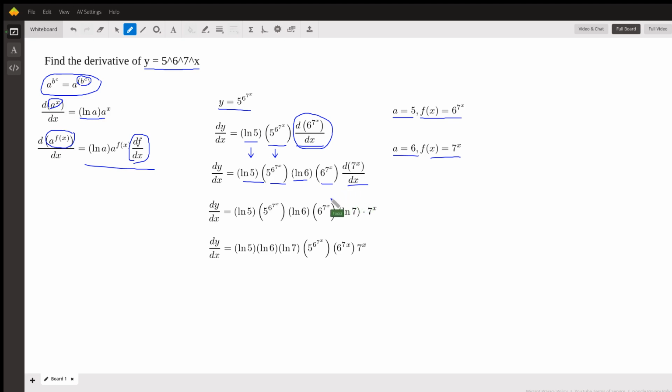And now we just have one more derivative to compute, and this is an easy one. We can actually use this second formula here to get that derivative. And that one is the natural log of 7 times 7 to the x. And then in this last line here, I just rearranged the terms to make it a little bit easier to read. So I hope that helps.